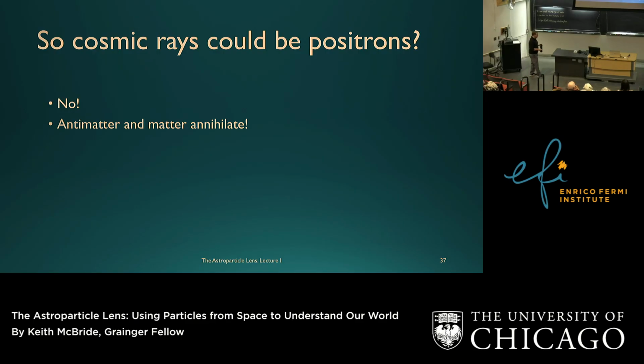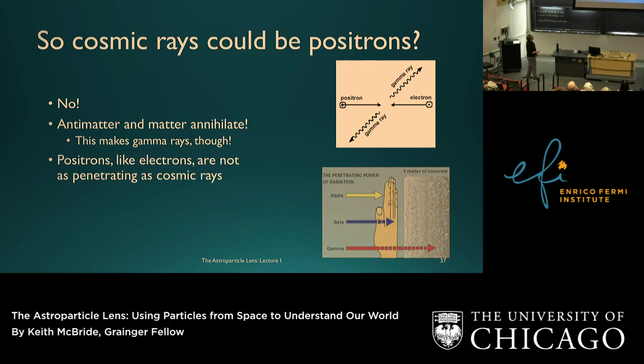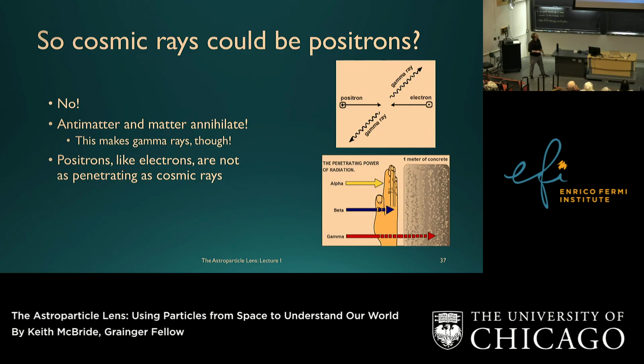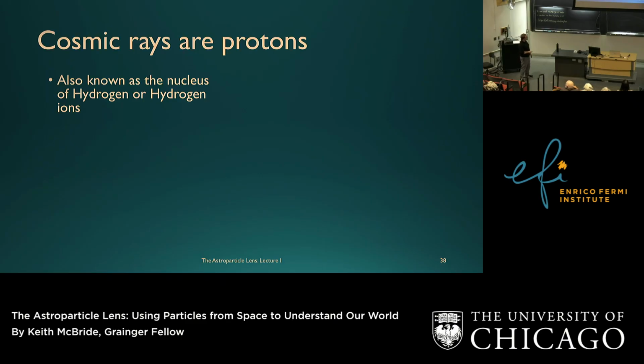But the antimatter and matter that we've discovered, we know they annihilate. We know that they give you gamma rays, actually, right? And this is also a subject of research in the Milky Way. There are gamma rays that are emitted, but those are not the gamma rays we're going to talk about. And positrons, like electrons, they knew are not as penetrating as cosmic rays. So they knew they could rule out positrons, even though it was a fascinating discovery, motivated by trying to understand this cosmic radiation. And so we know now that cosmic rays are protons.